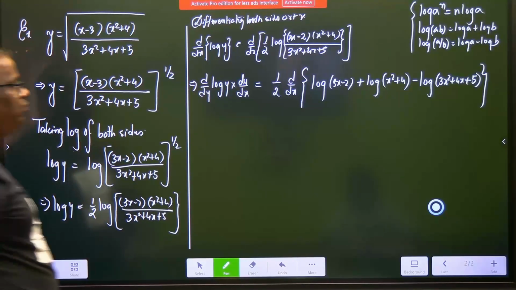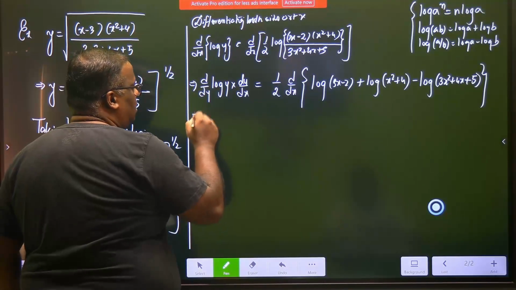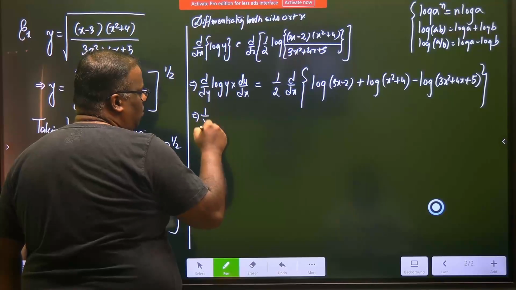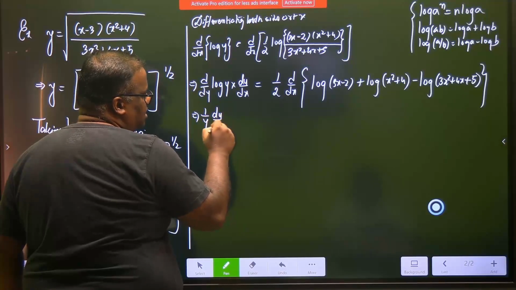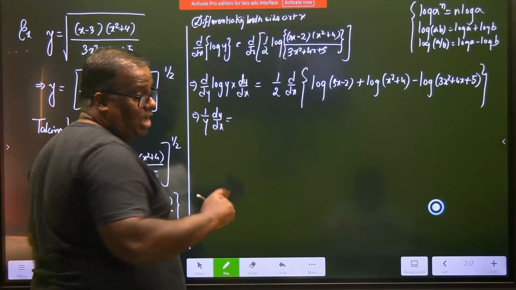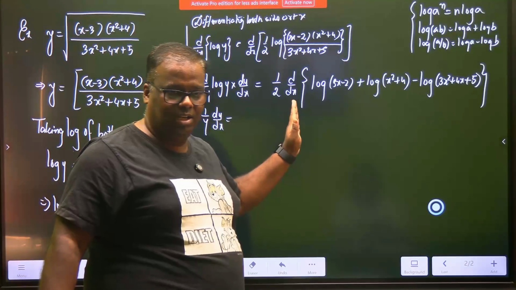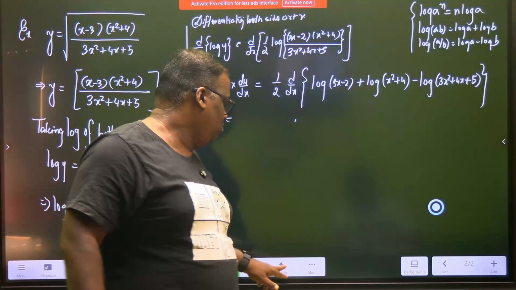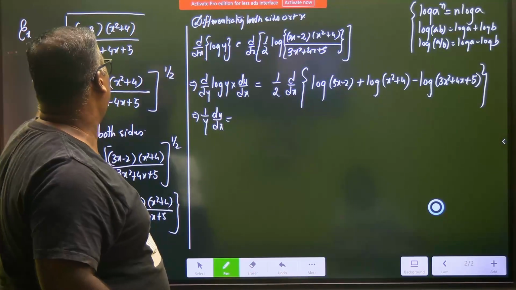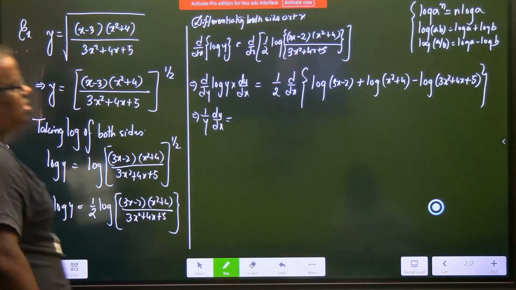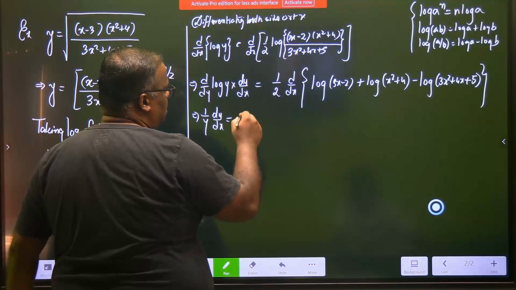Okay, now let's differentiate this. d dx of log y is 1 upon y dy by dx. So children, you are actually supposed to find dy by dx. So we'll transfer the y to that side later on. And y is already known to us. y is this particular term. This is what y is. So let's first clean this mess. So this is half.